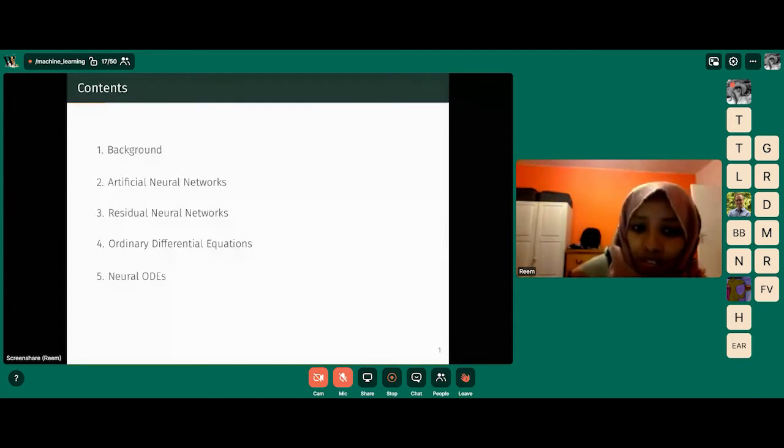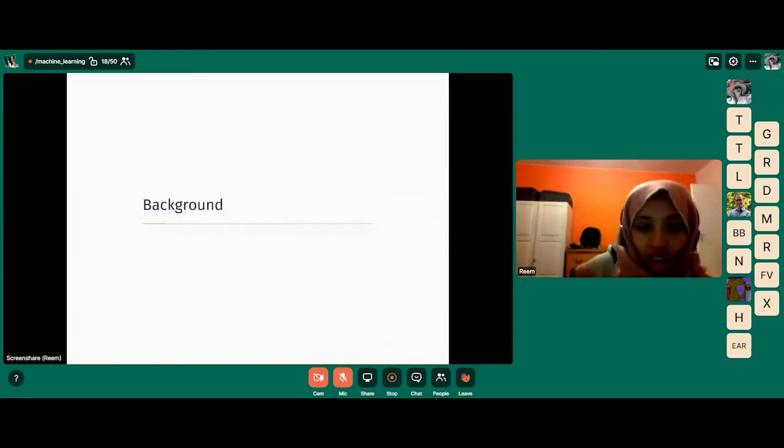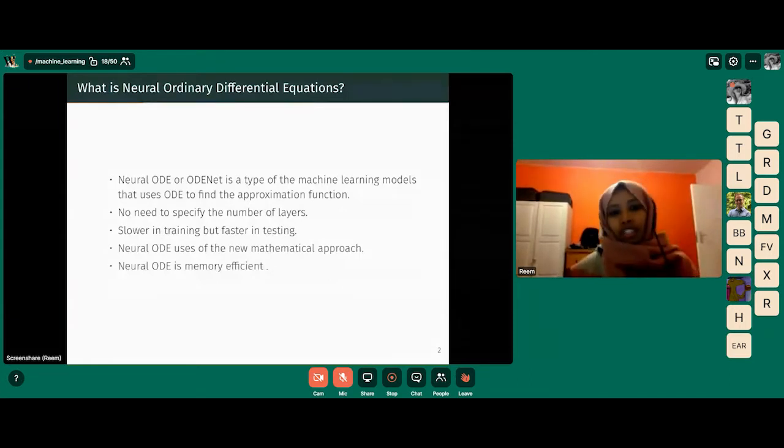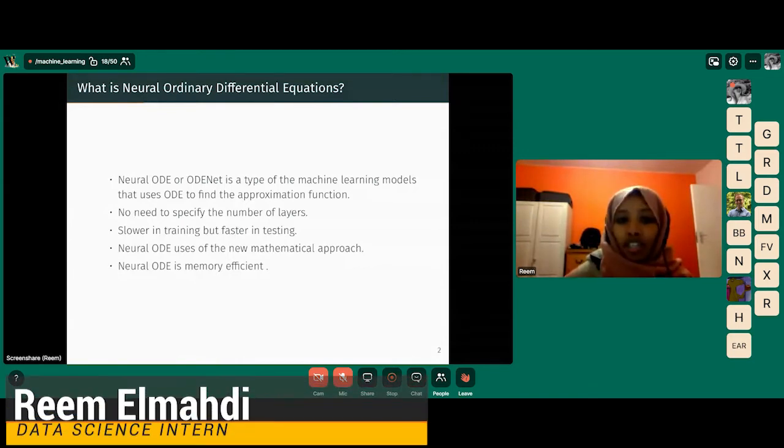Okay, so today I'll go through, as I said, the neural ordinary differential equation paper. I will give a bit of background, and then we will see some basics of artificial neural networks, and then we will move to residual neural networks, and then we will see how residual neural networks are related to ordinary differential equations, and then we will take it from there and see how all of the previous points motivate neural ODEs.